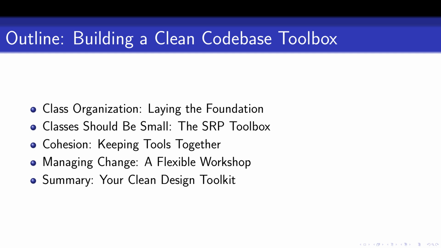We'll cover 5 key areas: organizing classes to lay a strong foundation, keeping classes small with the single responsibility principle, ensuring cohesion so our code works as a tight unit, managing change to keep our projects flexible, and wrapping it all up with a summary of our clean design toolkit. This roadmap sets the stage for creating code that's easy to understand and adapt, so let's dive into each piece.